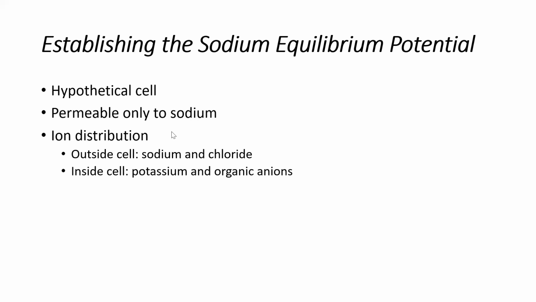Let's now look at another hypothetical cell where only sodium can move, okay? So we're thinking about a hypothetical cell only permeable to sodium, and we're reminding ourselves about the relative contribution of ions on the outside of the cell. So we've got sodium outside of the cell, right? Excess of sodium outside of the cell, and we also have chloride balancing out that charge. Chloride is an anion, and so it's going to balance out that positive charge that's on sodium.